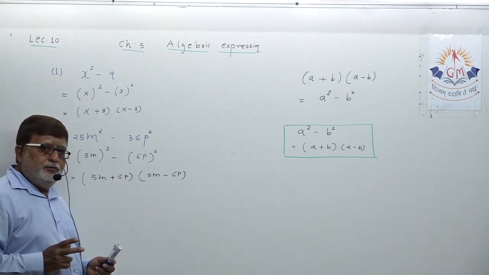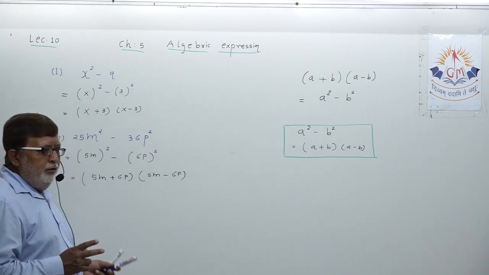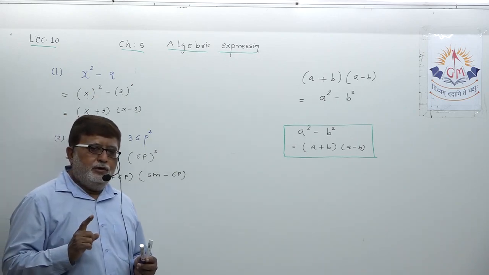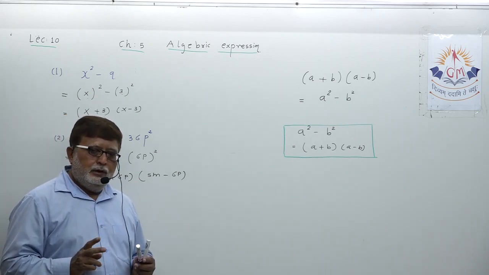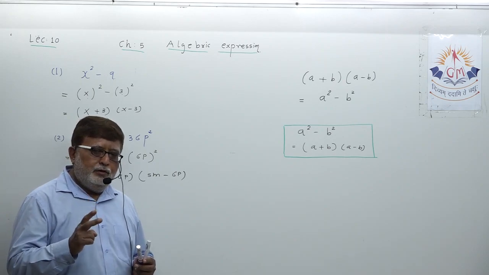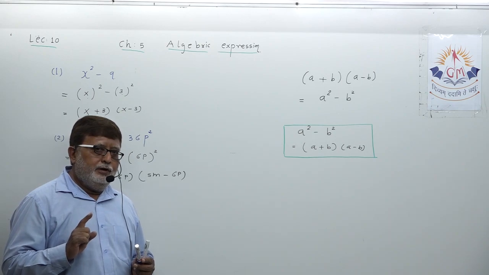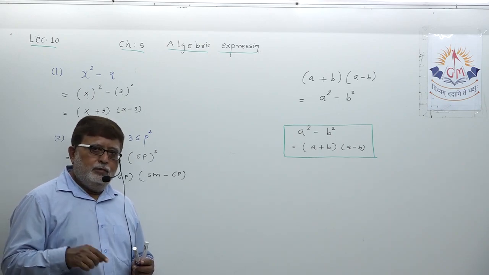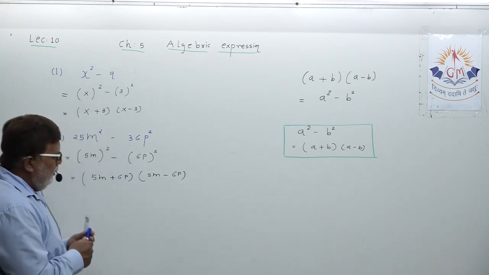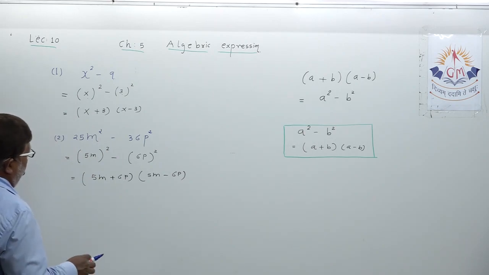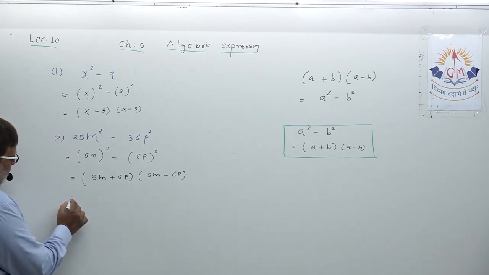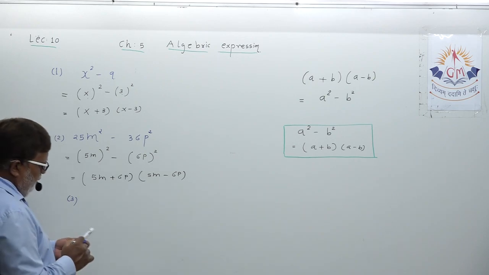2 terms. Between the 2 terms there must be a negative sign, and both the terms need to be perfect squares, meaning their square root must be possible. Okay? Suppose, dear student, we take one more example. Okay?